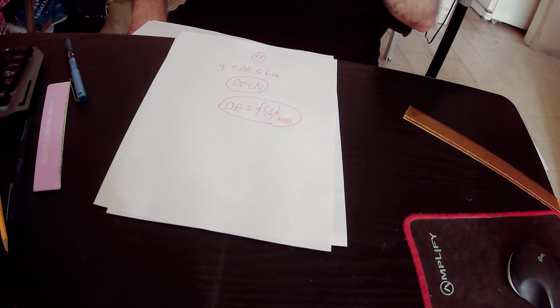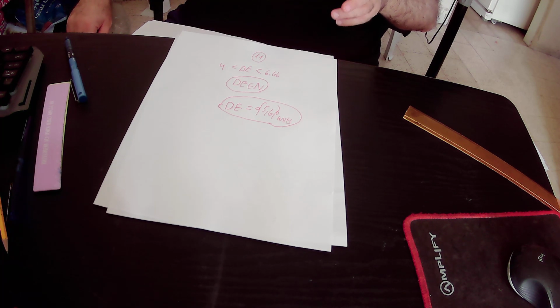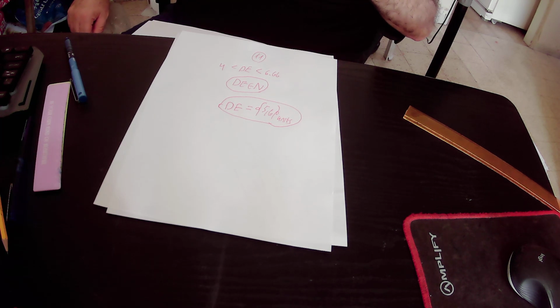But we also know it is given in the question that DE is a natural number. So which natural numbers are greater than 4 and smaller than 6.66? We have only 2 natural numbers: 5 and 6. Only the 2 natural numbers 5 and 6 are greater than 4 and smaller than 6.66.